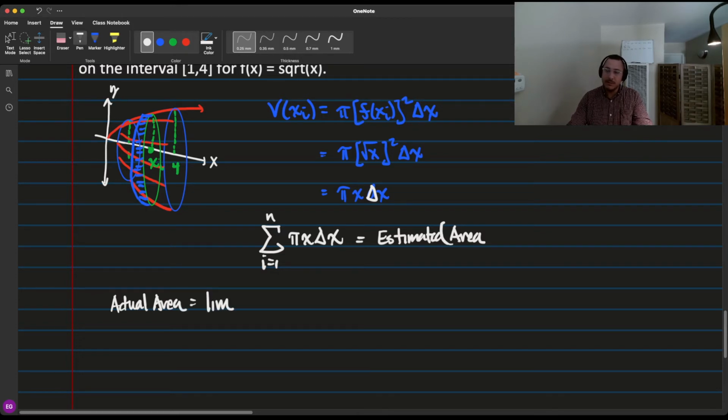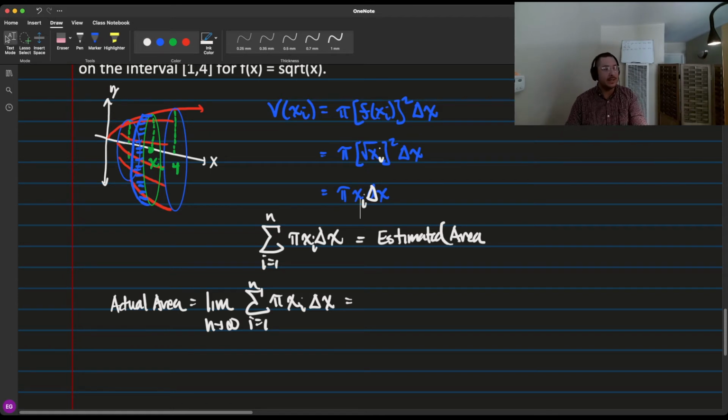Well, it's going to be the limit as n goes to infinity of your sigma i equals 1 to n. And actually this is x_i right here. So pi x_i delta x. Right, because we had the x_i. I forgot about the i earlier, my bad. Because we weren't plugging in x into f, it was f of x_i, right?